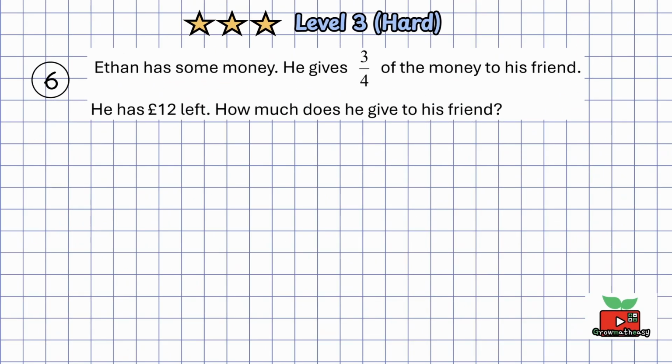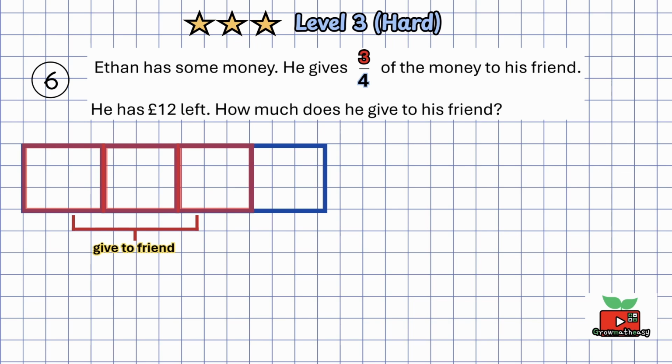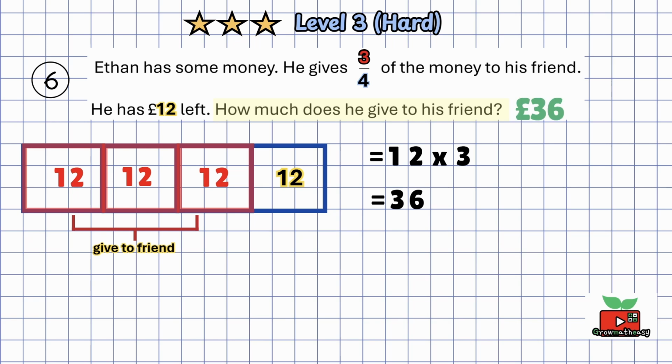Question 6. Ethan has some money. He gives 3/4 of the money to his friend. He has £12 left. How much does he give to his friend? Let's break it down. The fraction is 3/4, which means Ethan gives 3 out of 4 parts of his money to his friend. Since he has £12 left, that's 1 part of the total. To find out how much he gives, we multiply that 1 part by 3. So 12 times 3 is 36. That means Ethan gives £36 to his friend.